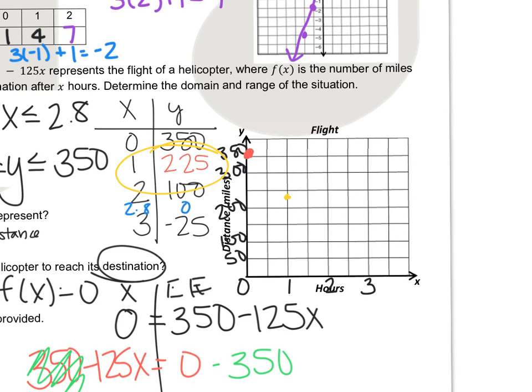Well, 225 is going to be halfway between 200 and 250. My next point is going to be 2 and 100. So that's going to be here. And then we know we hit the ground at 2.8. So that's going to be my last point. So that's going to be somewhere about here on my graph. So if I connect it, this line represents the path of my flight.